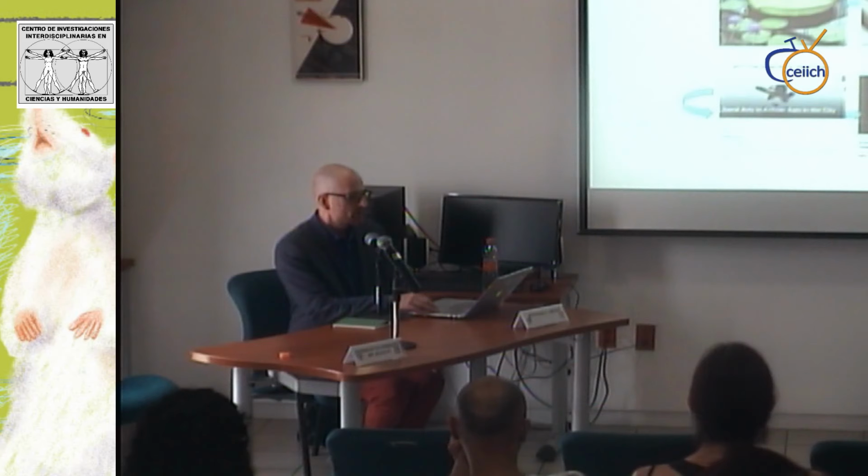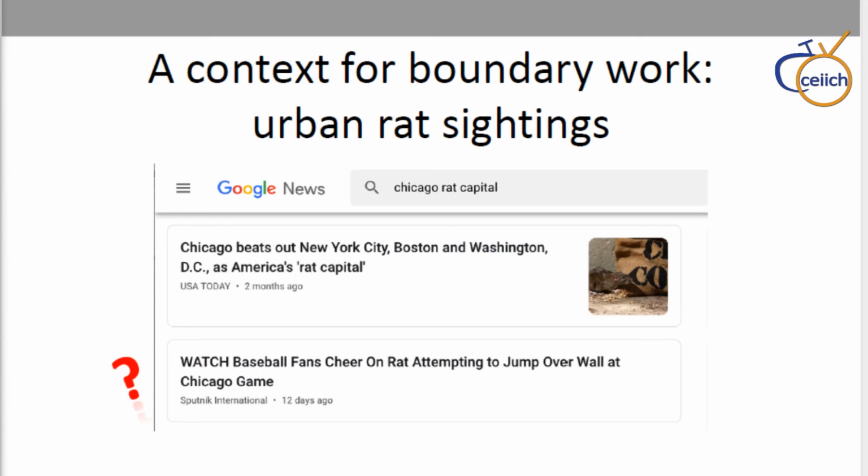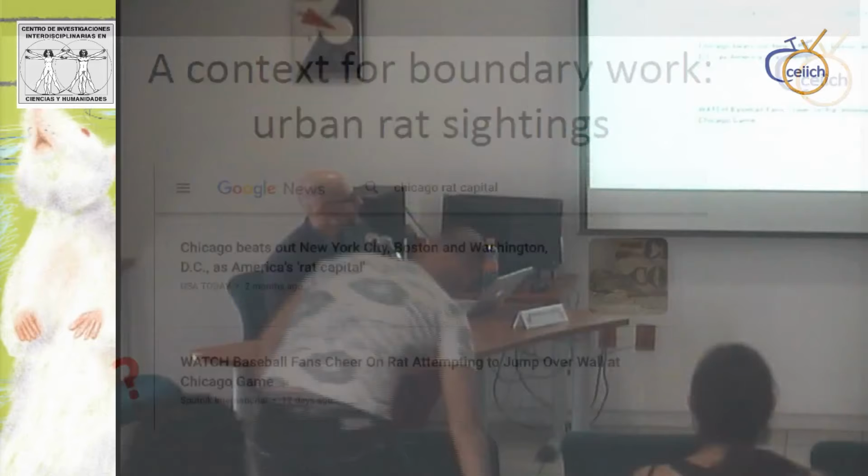So within the context of news in Chicago, I started thinking about the rat as something other than just an academic topic for study, but also as a problem that has much public awareness, public interest. The news in Chicago was swirling around how there were many complaints about rats, and Chicago suddenly became the top city in the United States with the most rat complaints, and lots of news came out about this. So if you Google Chicago rats, you'll see all of these news stories. Chicago beats out New York City, Boston, and Washington as America's rat capital.